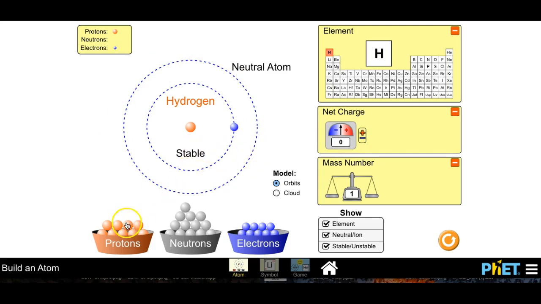Okay, now if we add another proton to this, that becomes helium, but look, it's unstable. See how it's shaking around? These two are positive charges. They are repelling each other. They don't want to be in there together. Here it is on the periodic table. The only way to help it become more stable is to add some of those neutron babysitters.